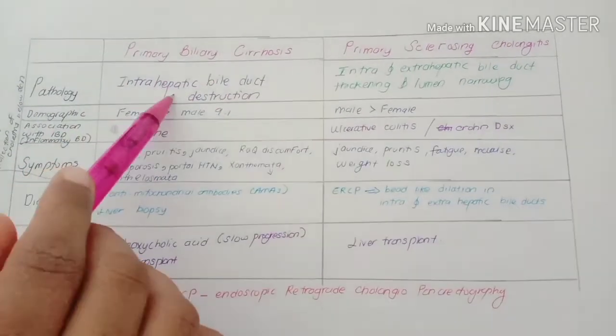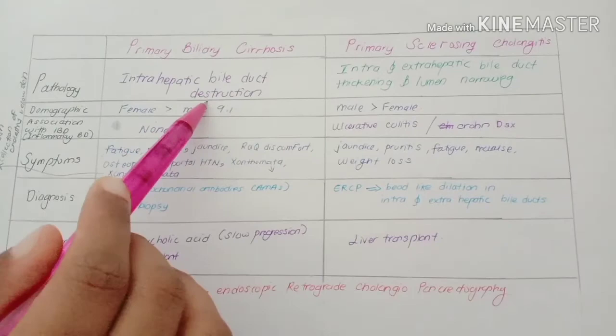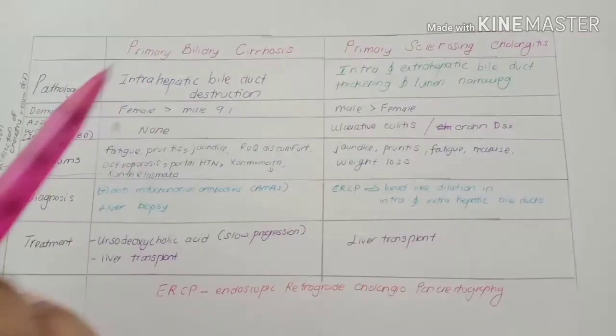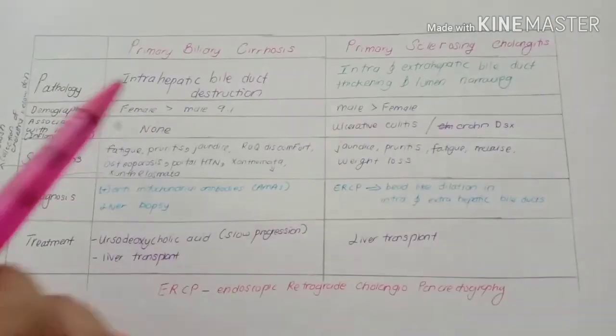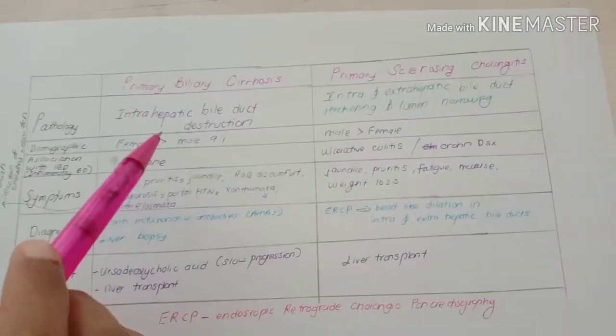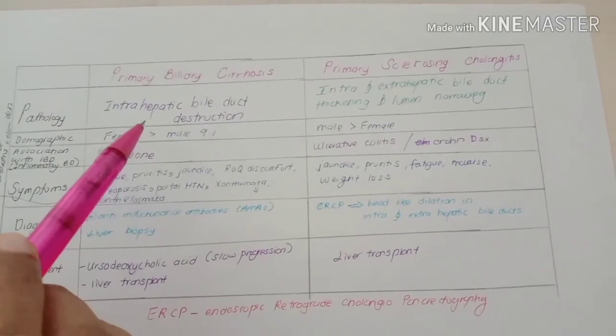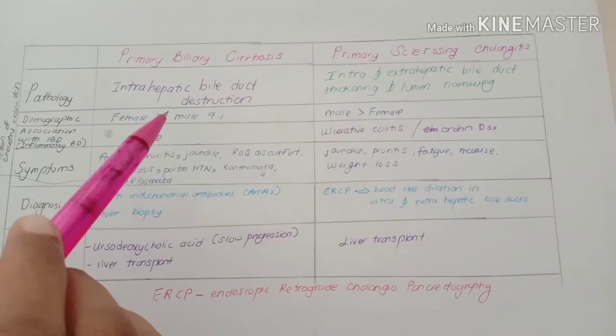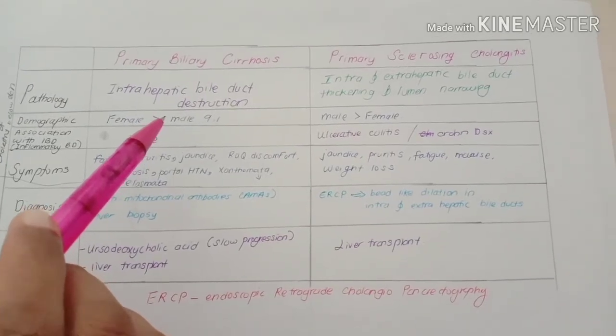So it's an intrahepatic bile duct destruction. What does that mean? That means it's an autoimmune disease of the liver. It's a slow progressive destruction of the small bile ducts of the liver, causing bile and other toxins to build up in the liver and form cholestasis.